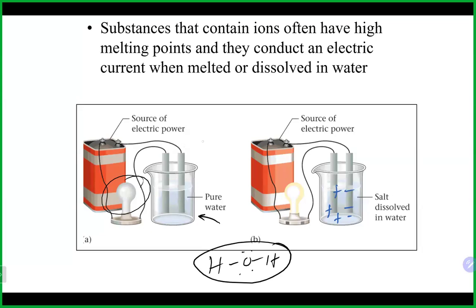If you throw a little salt, like some sodium chloride, in here, as we talked about before, that's going to break apart into sodium ions and chloride ions. Now we have positive and negative ions floating around that solution, and this light bulb is going to shine very brightly in that case, and that would be a strong electrolyte type solution.